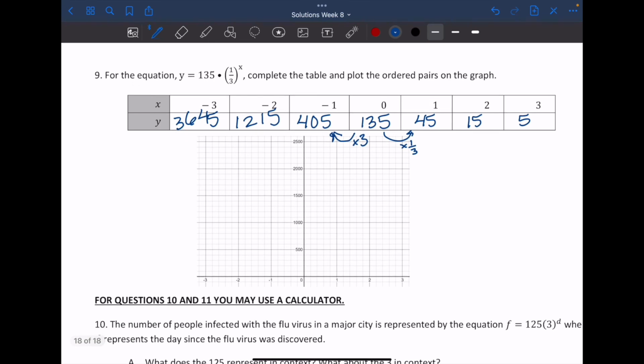If we graphed that, it would look a bit like this. We would estimate 135 right about there. Then moving forward to 45 and 15 and 5, basically at 0 almost. And if we go backwards 1 or 2, 405 would be like here, and then 1,200 up here, and then 3,000 is going to be off of our graph, so we can just connect it like this.